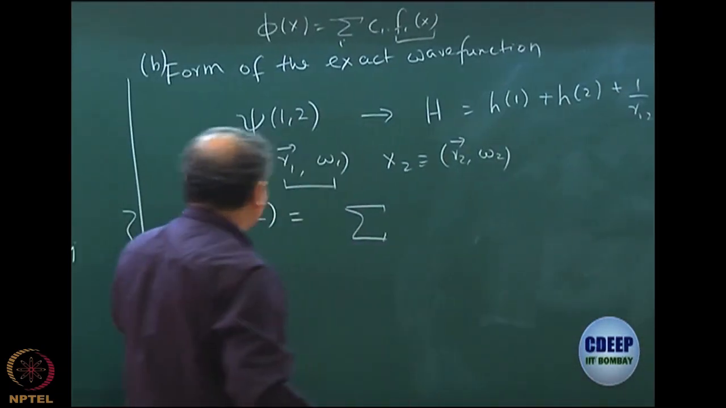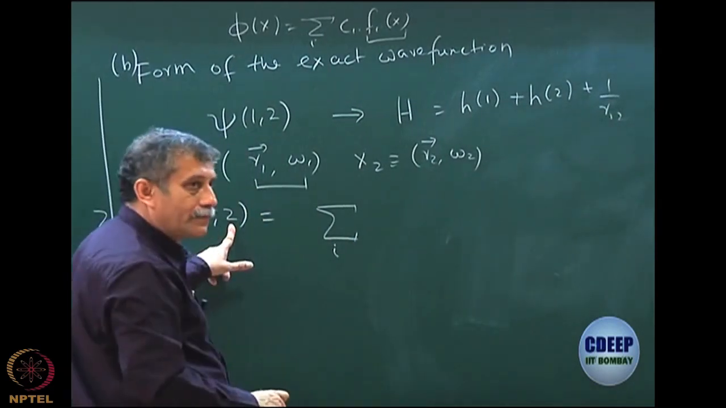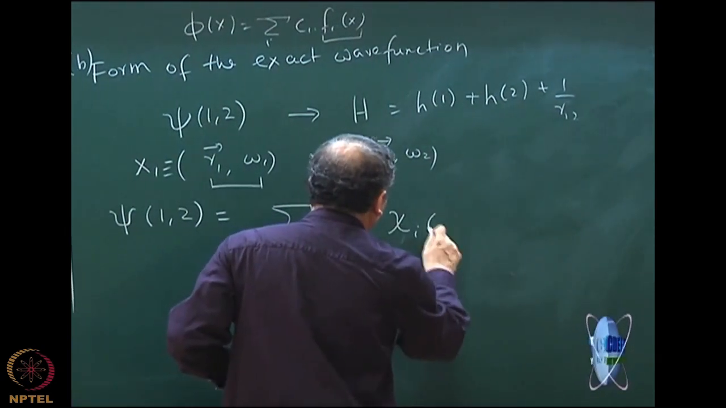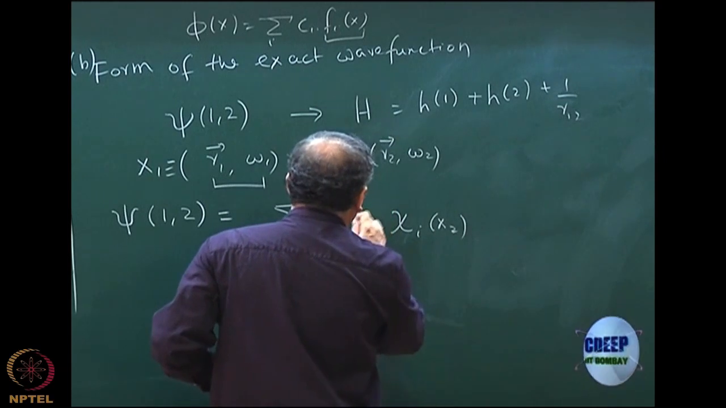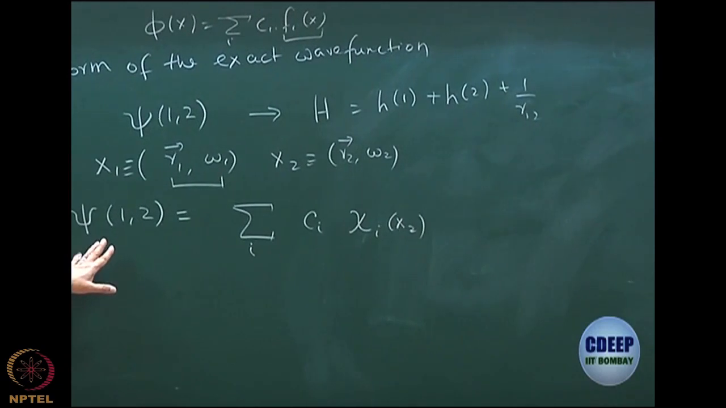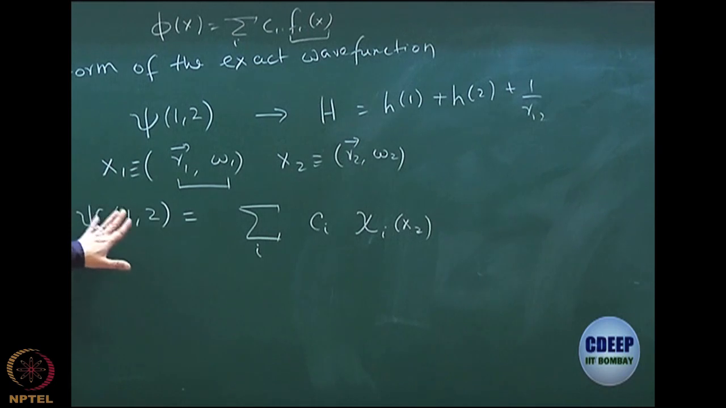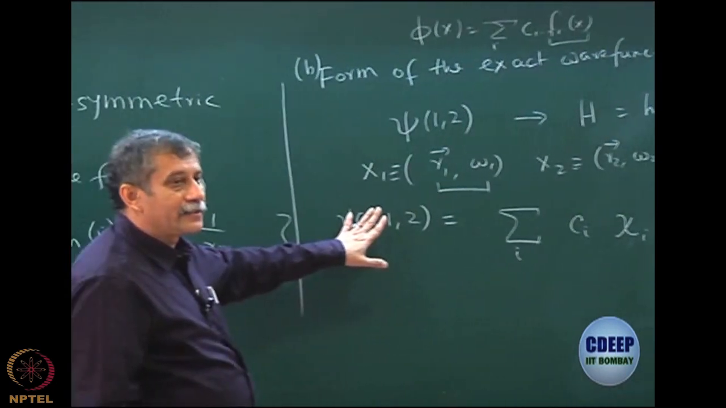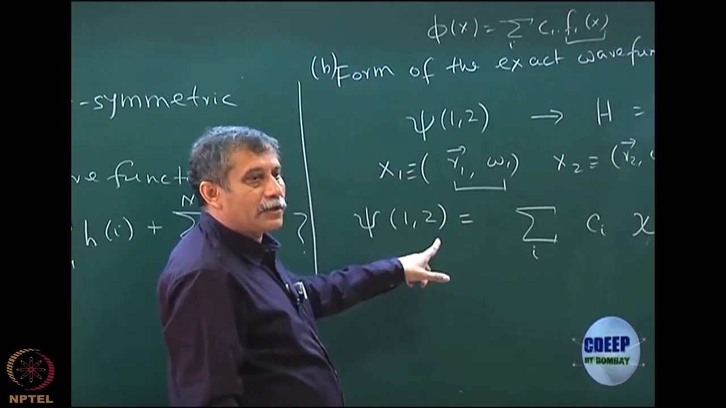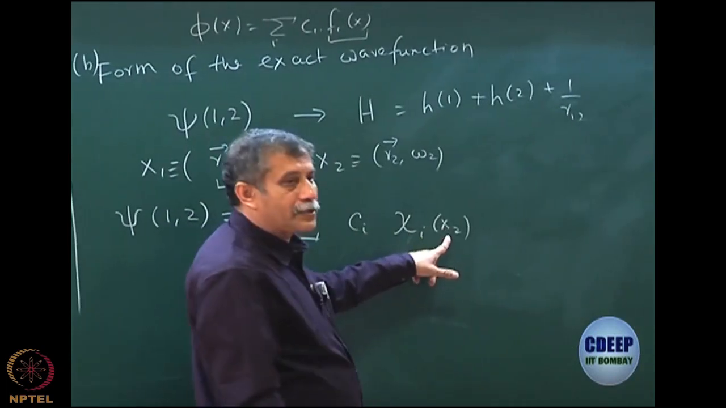Then if I want to write psi of 1, 2, how will I write? I will write exactly as a function of 2, keeping x1 constant. So, this now becomes chi i of x2, correct, multiplied by some coefficient ci. Let us assume that this is now a one electron function depending only on the coordinate of electron 2, which means x1 is constant. So, for a given value of x1, this is no longer a function of x1, x2, it is only a function of x2. So, I am writing that as a linear combination of ci, chi i of x2, right?